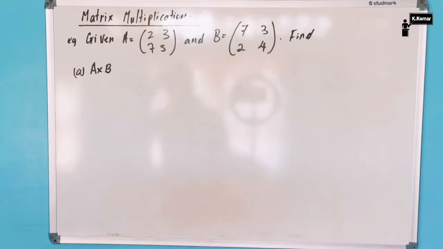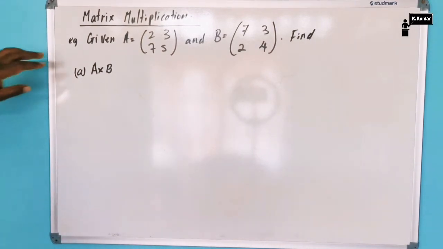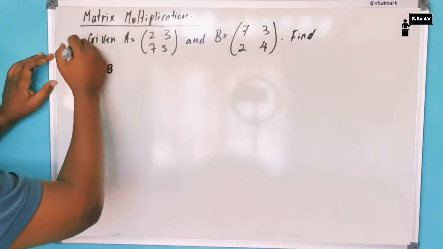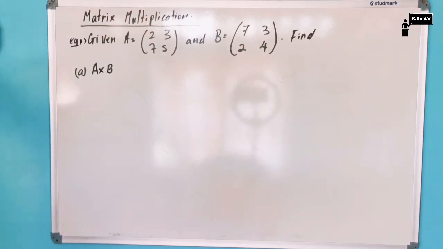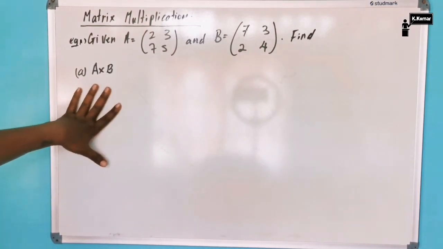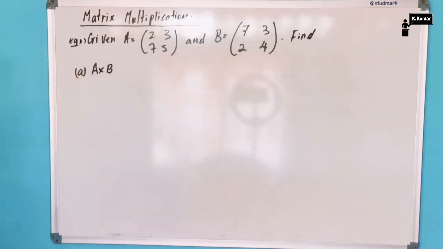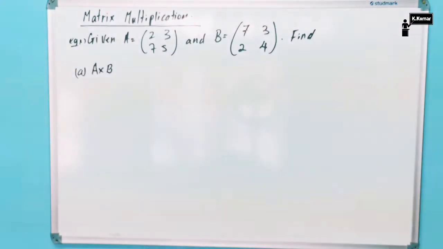Now matrix multiplication. Given A equals 2, 3, 7, 5 and B equals 7, 3, 2, 4, find A times B. Now, remember when we did addition and subtraction of matrices, we could only add or subtract matrices of the same order. But when it comes to matrix multiplication, we don't need the same order to multiply. We could multiply matrices with different orders.